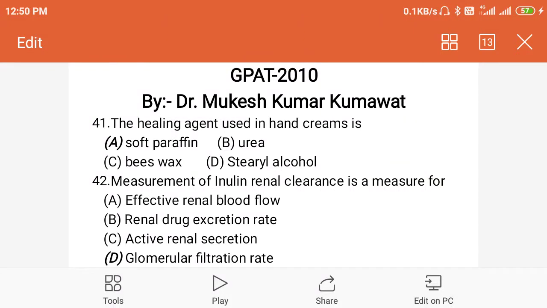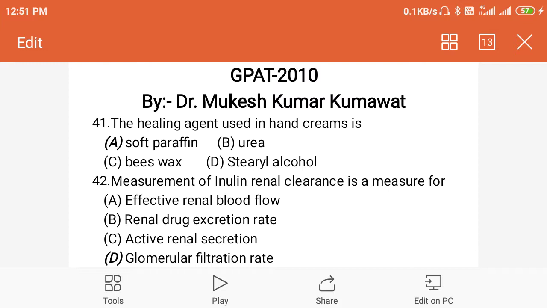Today we are discussing another part of the GPAT 2010 question paper. Question from 41. So let us start with 41. The healing agent used in hand creams is. The options are: A, soft paraffin; B, urea; C, beeswax; and D, stearyl alcohol.